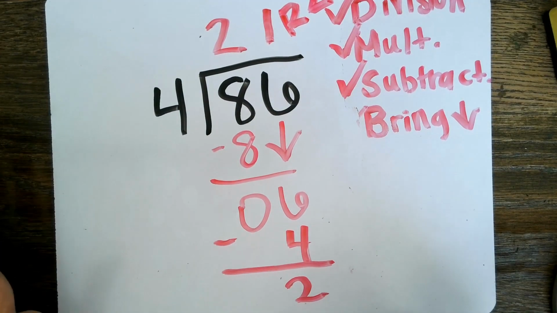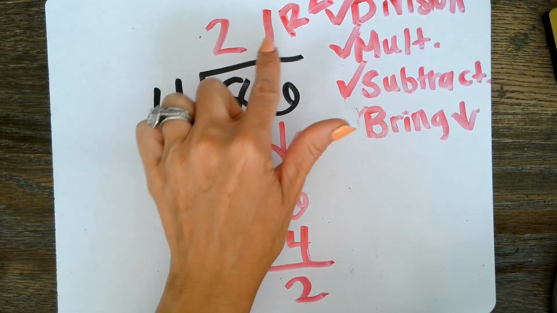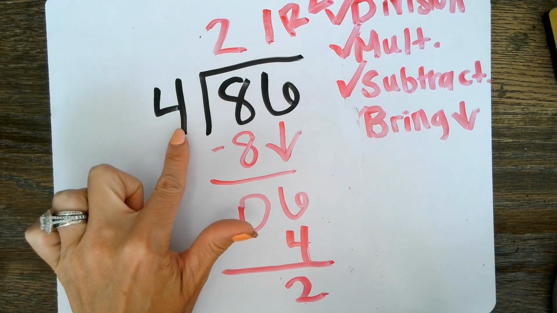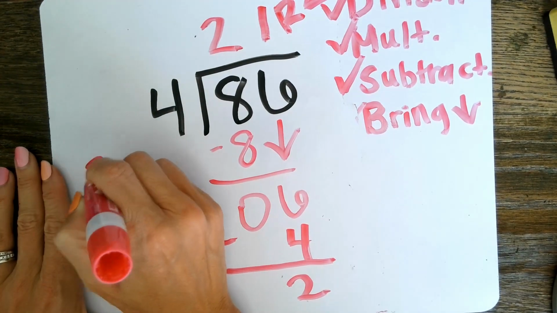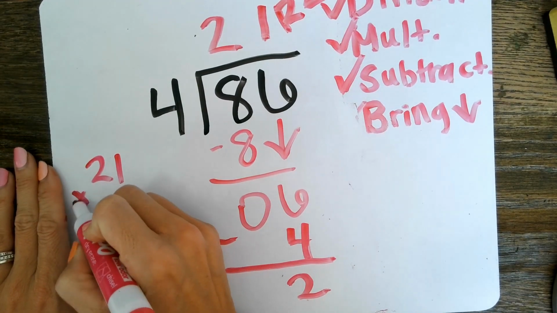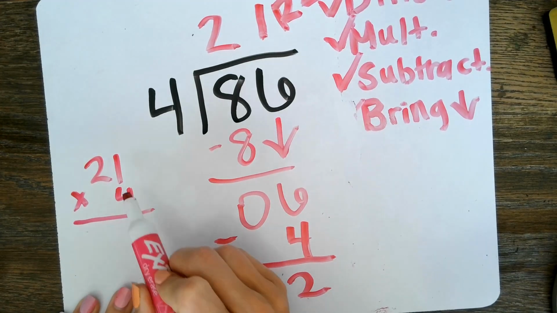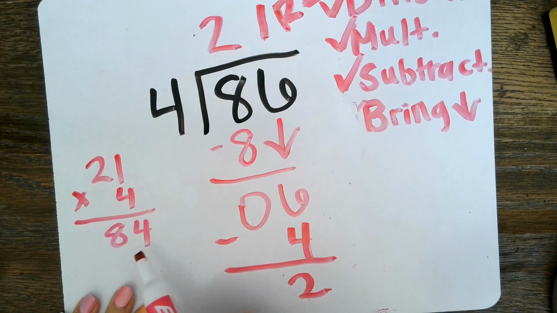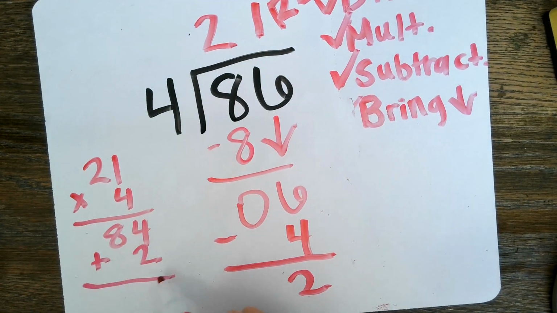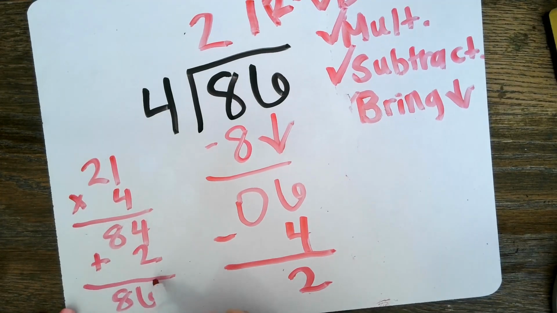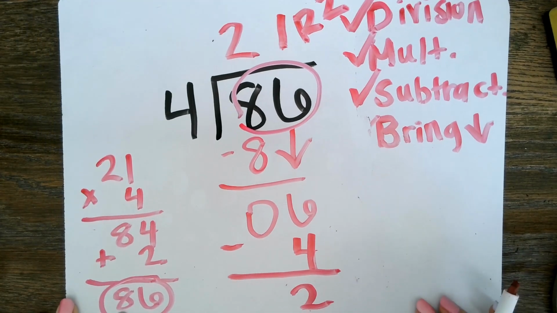How you check this is similar to the way that you check it without a remainder. So you're going to multiply your quotient or your answer by your divisor, and then you'll add your remainder to it. So 21 times 4. 4 times 1 is 4. 4 times 2 is 8. We get 84, and then we need to add the remainder. So we get 86, and as long as the answer is equal to your dividend, you know that your answer was correct.